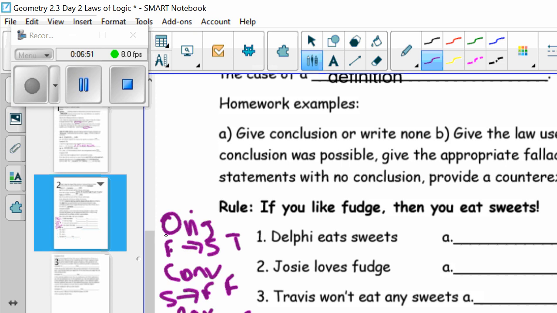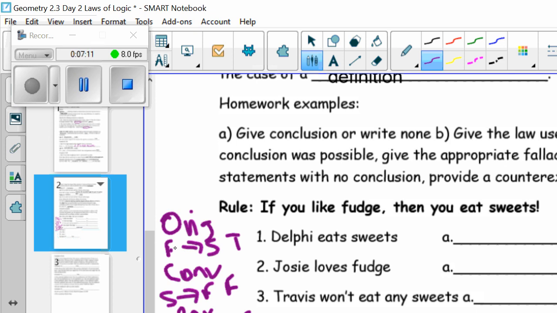So I switch the, I negate the converse. So I would say no sweets, then no fudge. That is going to be true because if I don't like sweets, I'm not going to like fudge. Okay, that table is going to help us with if we can reach a conclusion.